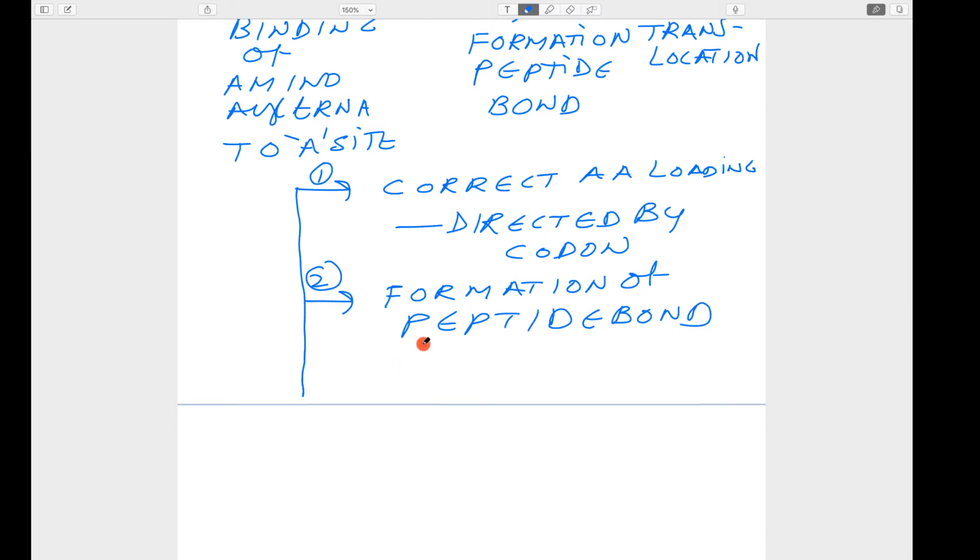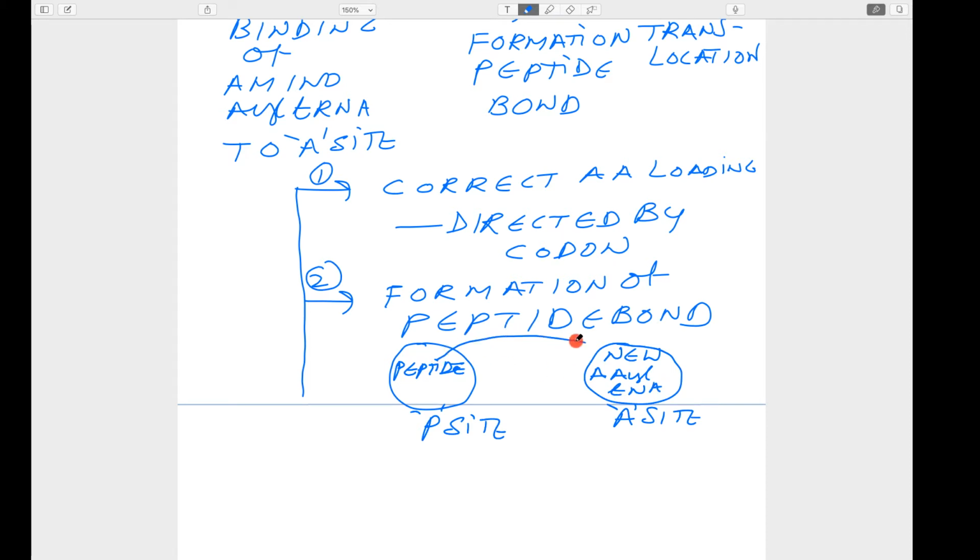Suppose in the ribosome, there are three sites. Out of three sites, one site is the P site, another is the A site, and of course there is an exit site. In the P site, there is an already prepared peptide, as we studied in the initiation. And in the A site, there is the new aminoacyl transfer RNA. The peptide bond takes place between these two.